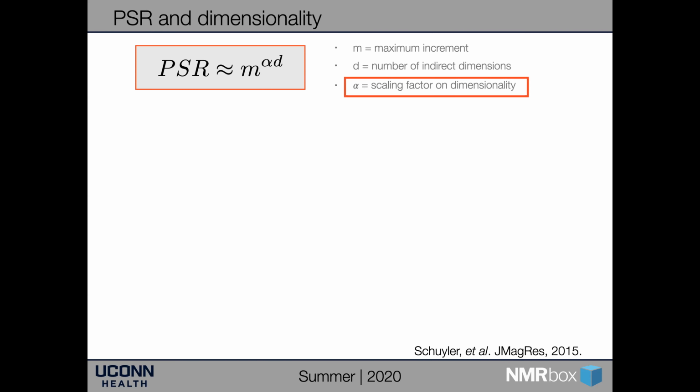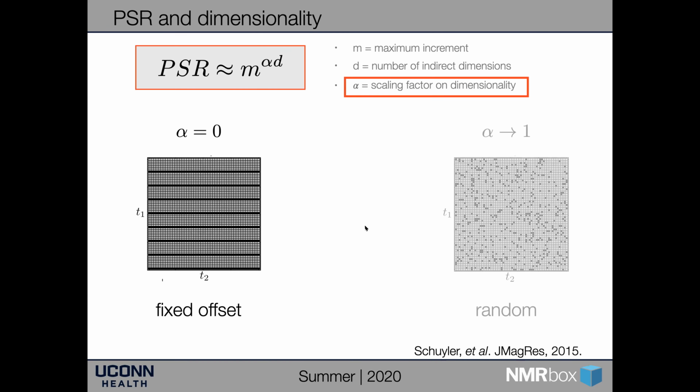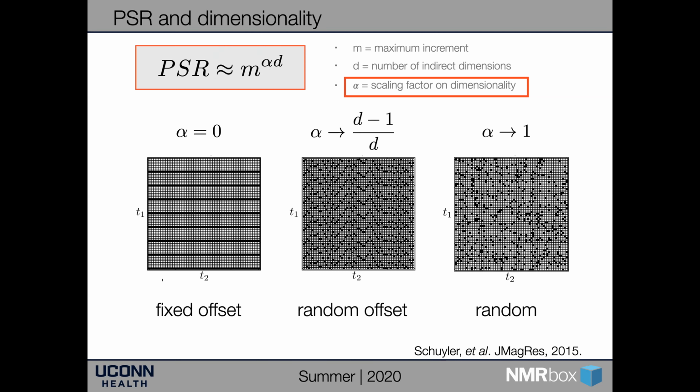So where does alpha come from? It turns out for our fixed offset case, where we introduced the worst sampling-induced artifacts, what we observe is that alpha equals 0. A 0 exponent results in a peak to side lobe ratio value of 1. This is where we have our largest artifacts. Our purely random sampling results in this equation holding for an alpha value approaching a value of 1. And for the random offset case that we play with, what we find here is that the alpha value approaches D minus 1 over D.